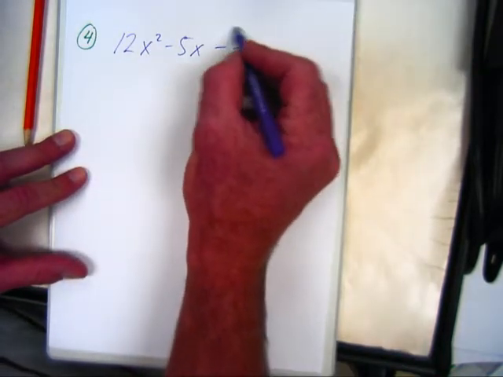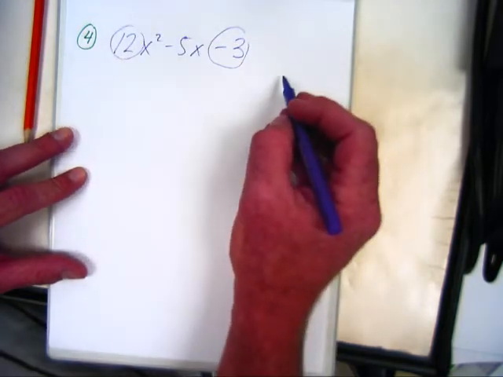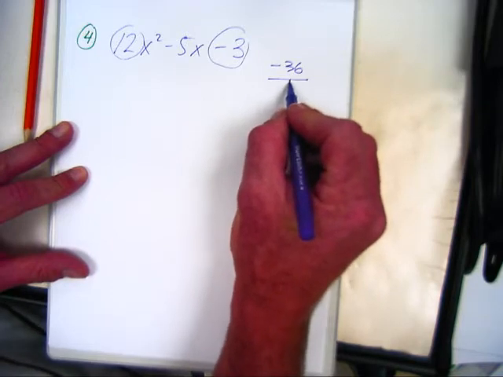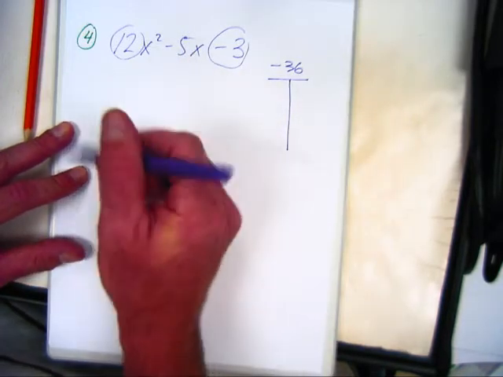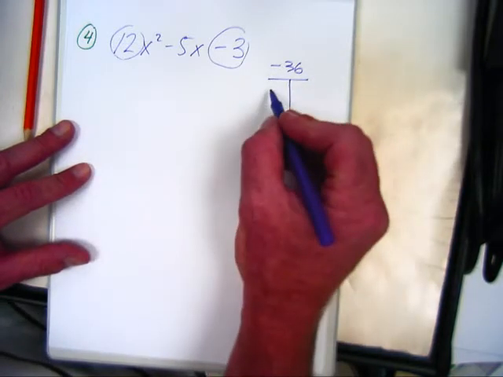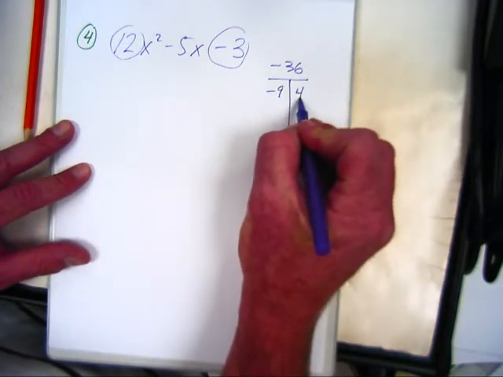I'm going to take this -3 and this 12. I'm going to multiply those together to get -36. Then I have to find factors of -36 that add to -5. Let's see, 9 and 4. I'm thinking, so -9 and +4.